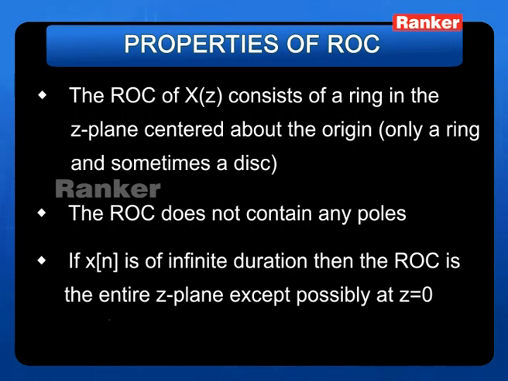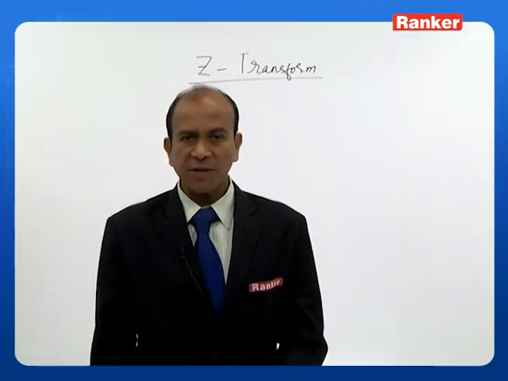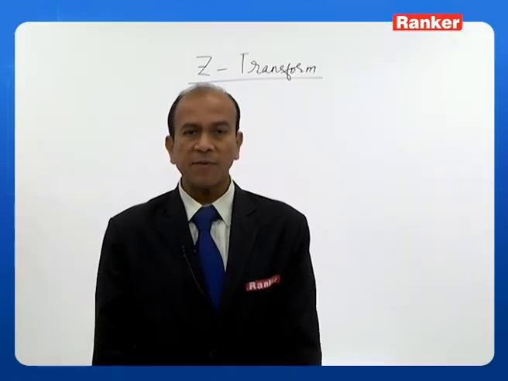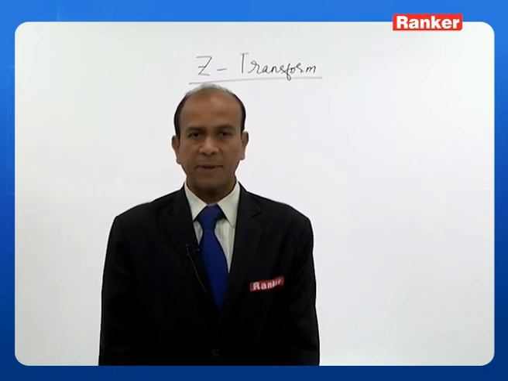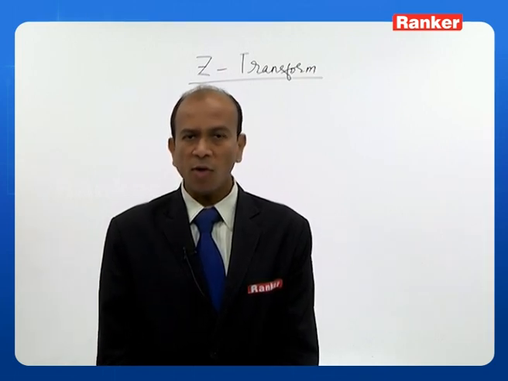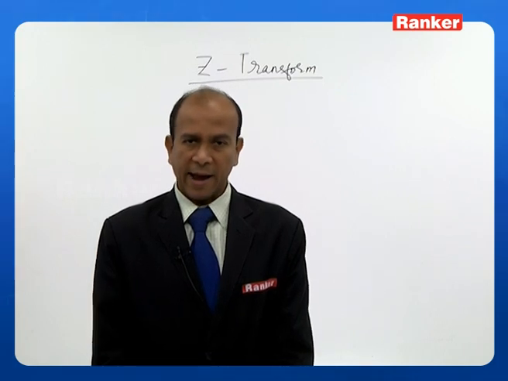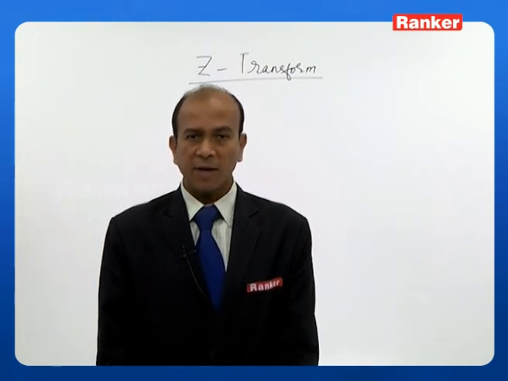Third, if x of n is of infinite duration, then the region of convergence is the entire Z plane except possibly at z equal to 0 and or z equal to infinity. So, if x of n is of infinite duration, this is the ROC: the entire z plane, except possibly at z equal to 0 or z equal to infinity.